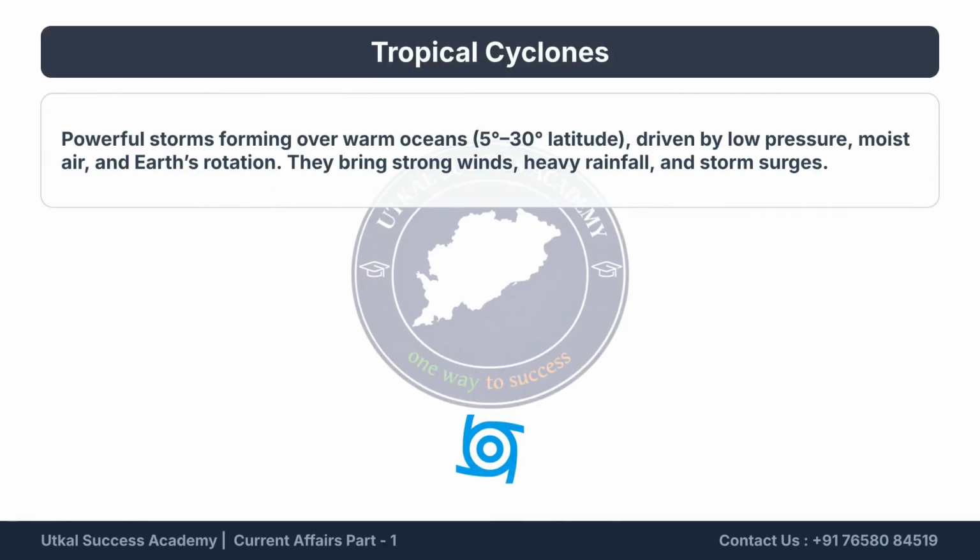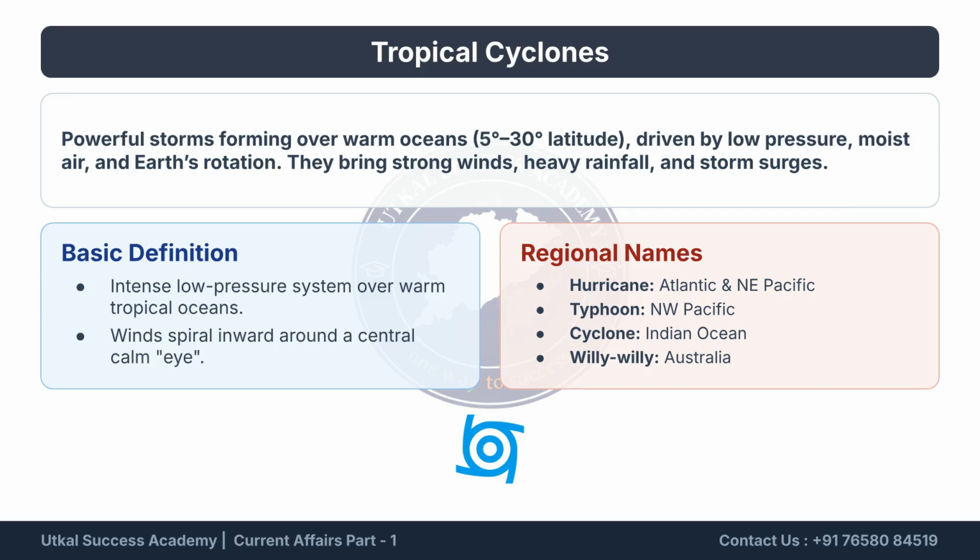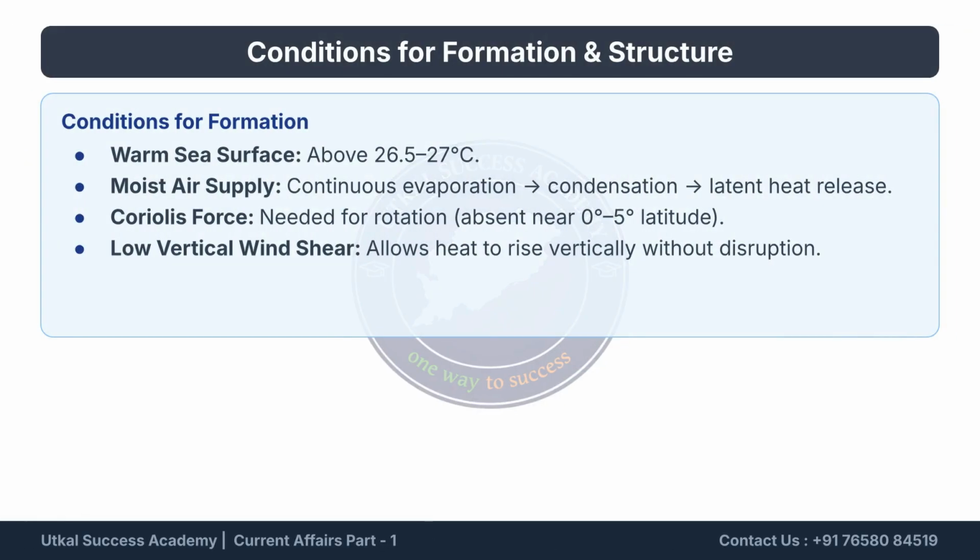Tropical cyclones are powerful storms over warm oceans, driven by low pressure, moist air, and Earth's rotation. They are intense, low-pressure systems over warm tropical oceans, where winds spiral inward around a central calm eye. Formation requires a warm sea surface above 26.5 to 27 degrees Celsius, a moist air supply for latent heat release, the Coriolis force for rotation, and low vertical wind shear.